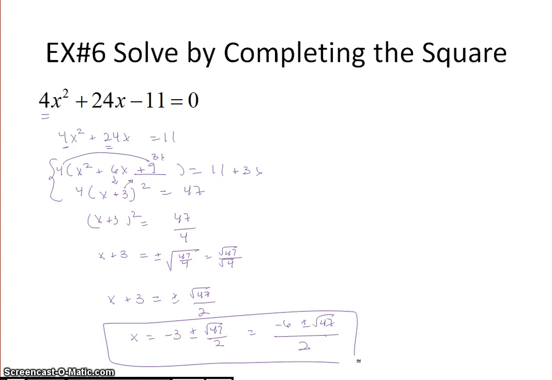So of course we could have solved this using the quadratic formula. You would not have wanted to solve this by factoring because you wouldn't have guessed those numbers. Okay, so those are 3 methods. Solve by factoring, solve by quadratic formula, and solve by completing the square. And that is how we can solve quadratics.